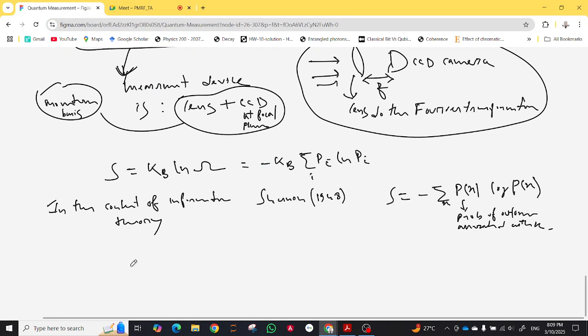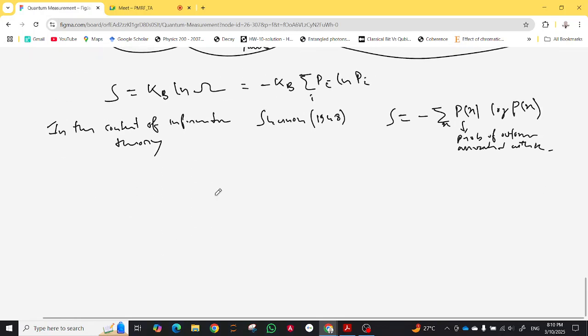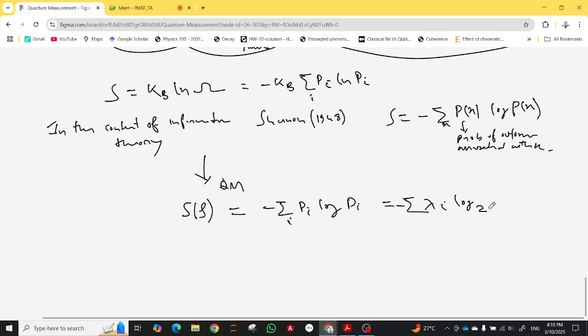So what does S do? It is a measure of the uncertainty content in a system, right? I am not discussing the theory now. Then, in quantum mechanics, von Neumann comes and tells that you can write S of rho, because in quantum mechanics everything is in terms of the density matrix. So you can write S(rho) as minus sum over i of p_i log p_i, that is, minus sum of lambda_i log base 2 of lambda_i, right? So this is the formula we need.